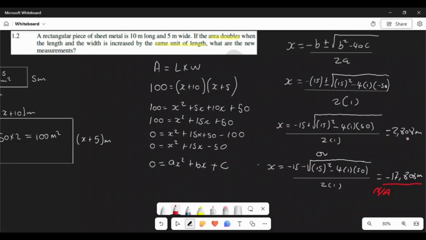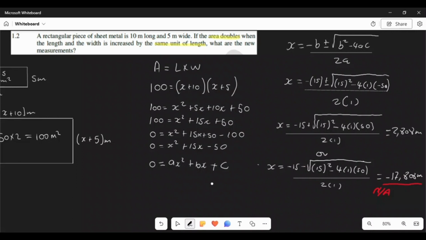So meaning we have to take this 2,808 and then we substitute it into our formulas. All right, let's get our length and our width when it's double.